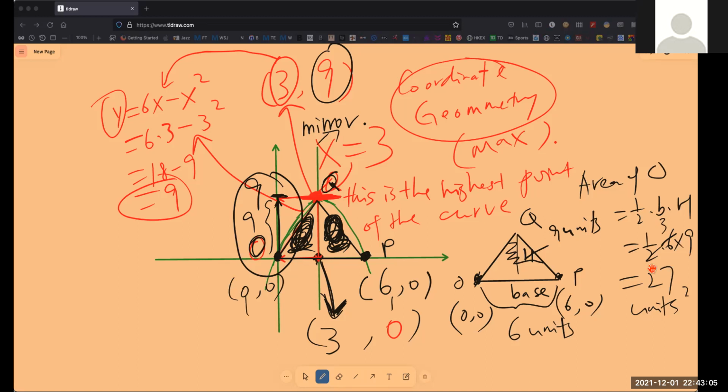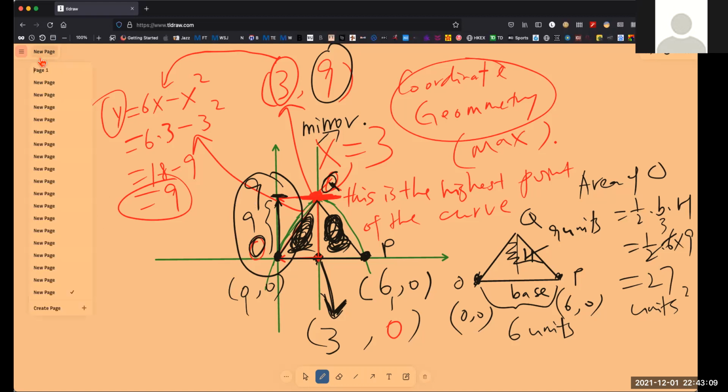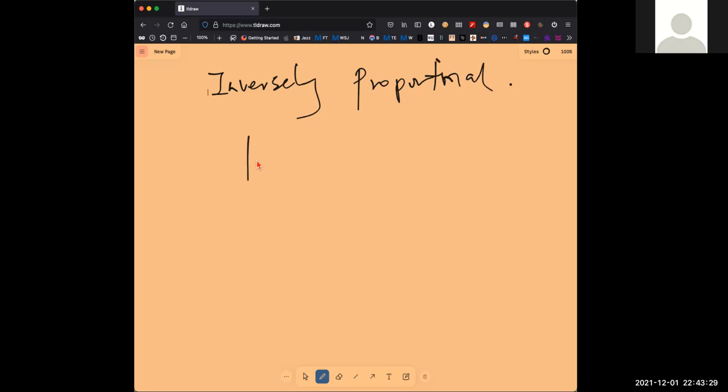Question 8, inversely proportional. Okay, we talked about this concept, but let's move on. What's the formula for inversely proportional? Can you remember? Inversely proportional. Oh, actually, y equals to k over x. Okay, for inversely proportional.